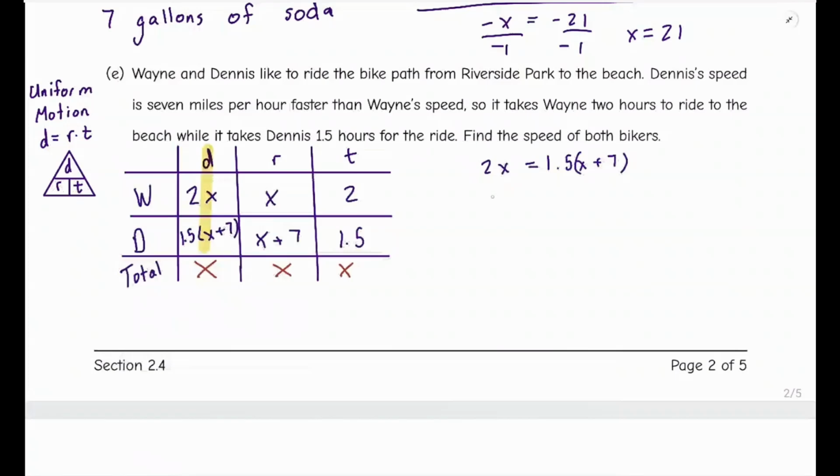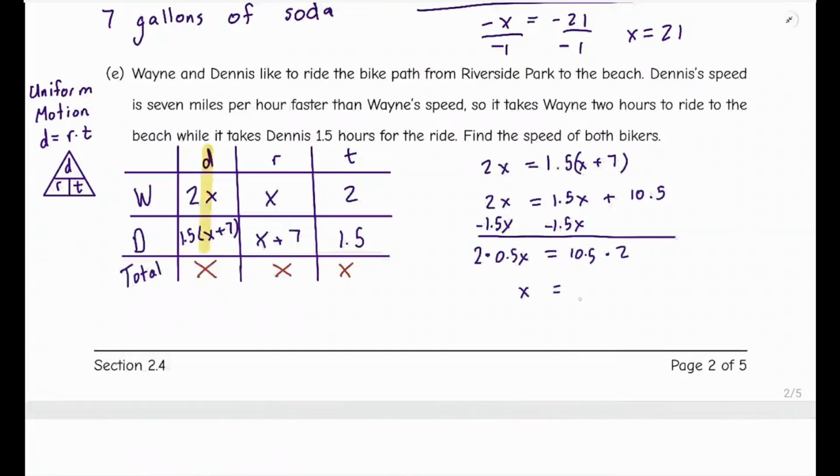So I'm going to distribute the 1.5. Oh, not an equal sign, a plus. Subtract 1.5x from both sides. And then divide by 0.5. I'm actually, though, because it's easier to do mentally, going to multiply by 2 on both sides. So we get x equals 21.